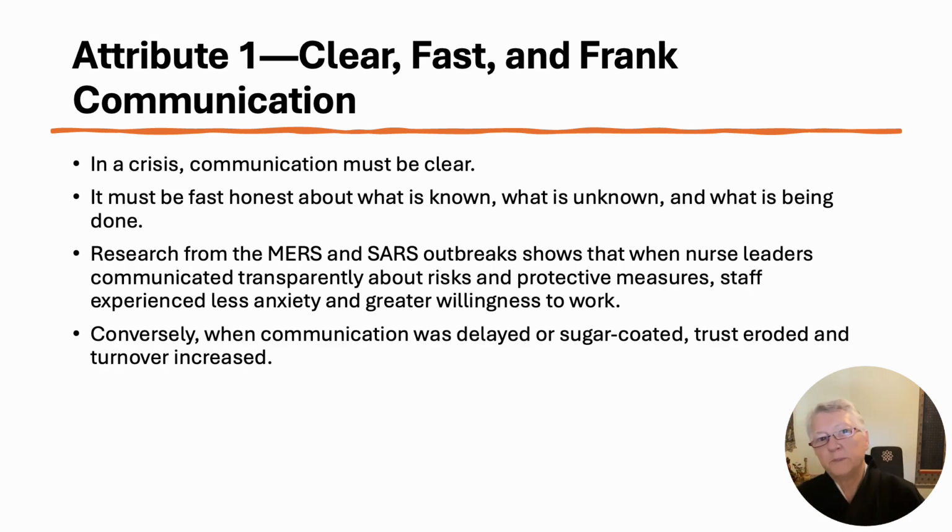So let's unpack the first attribute, communication. In a crisis, communication must be clear. It needs to be free of jargon and ambiguity. It has to be fast because delays create information vacuums that fill with rumors and panic. And it must be frank, honest about what is known and what is unknown and what is being done.